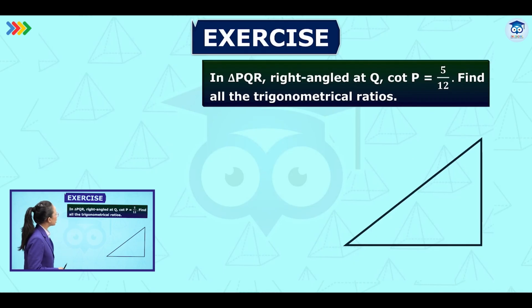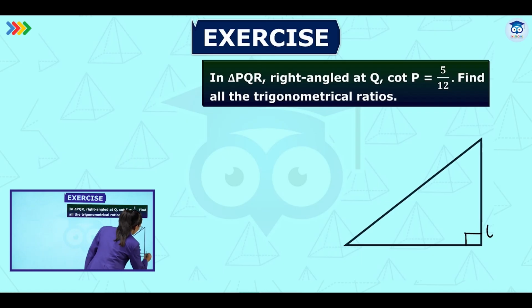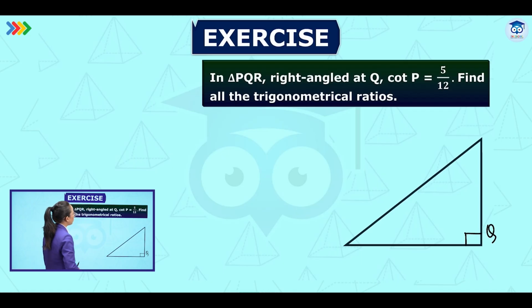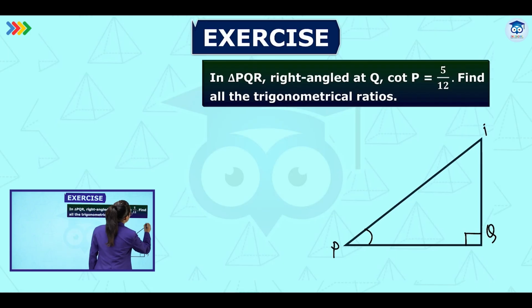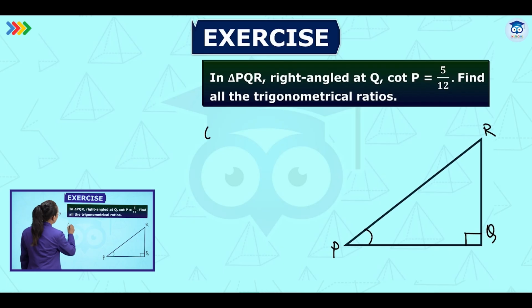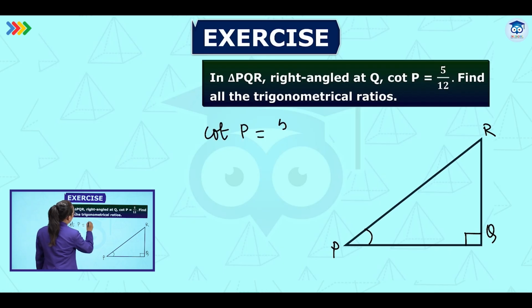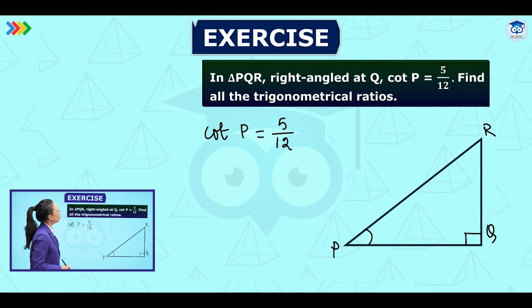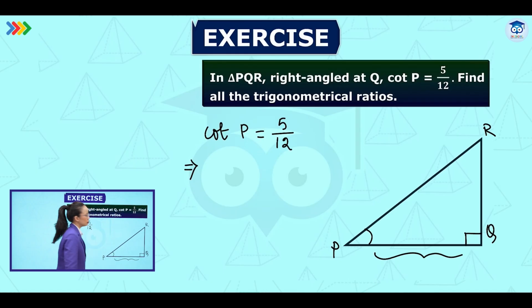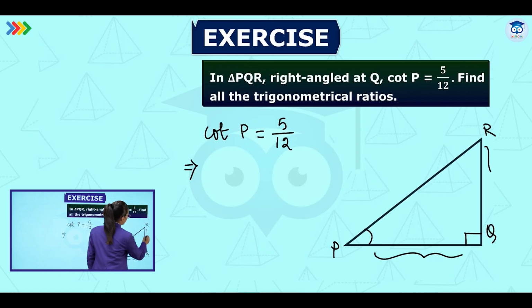Moving ahead, we have triangle PQR, right angle at Q. So let's consider Q, right? We have cot P. So suppose this is P, then this becomes R, right? So it is given that cot P is 5 upon 12, then find all the trigonometrical ratios. Very easy. So cot P is nothing but what? This is our angle of consideration. So we have adjacent upon opposite, right?